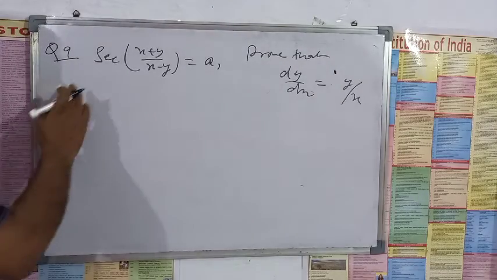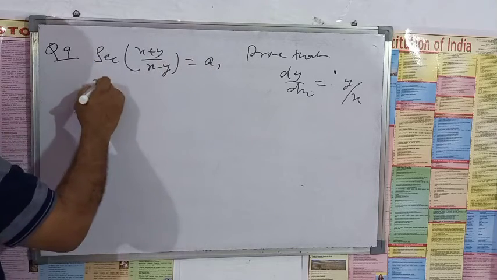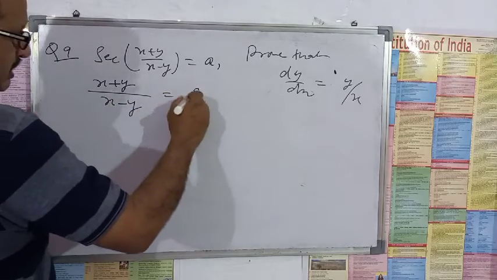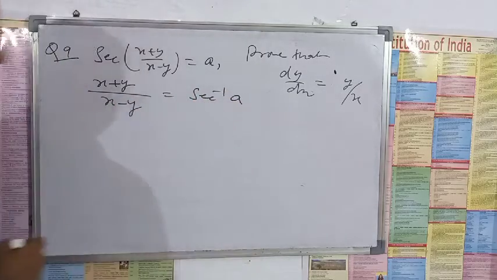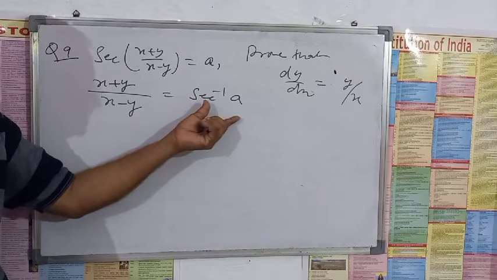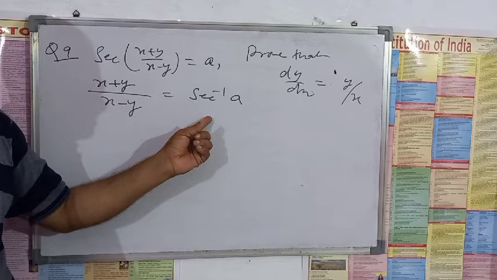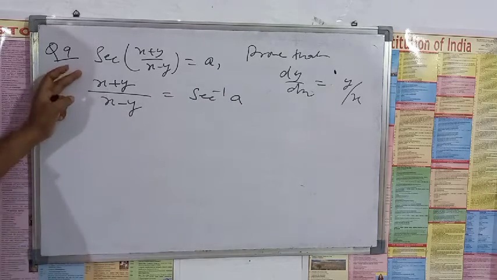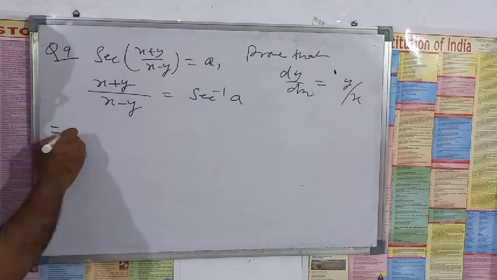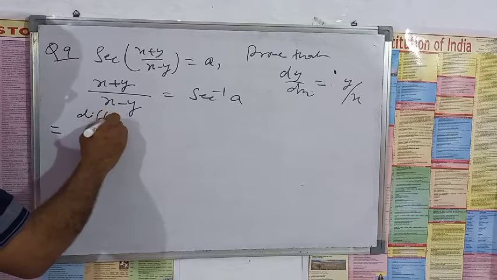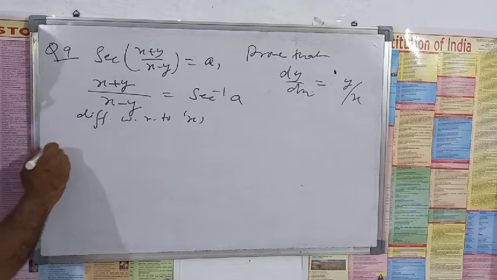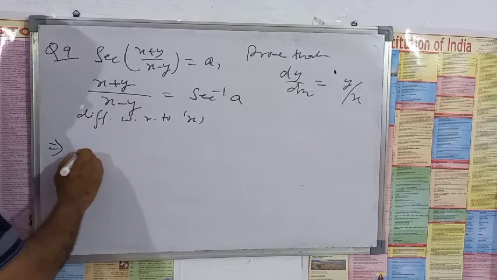How we can differentiate? Firstly, transpose sec to the right side. We can write x plus y upon x minus y is equal to sec inverse a. Sec inverse a is a constant. So when we differentiate, its derivative will be 0. So right part will be 0. And on the left side, we will use the quotient rule to differentiate it. So write, differentiating with respect to x.